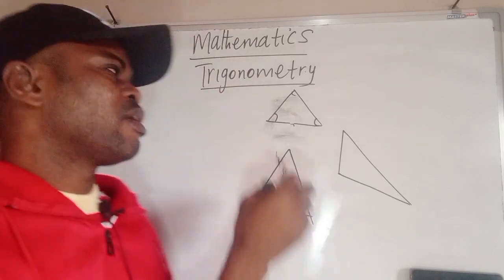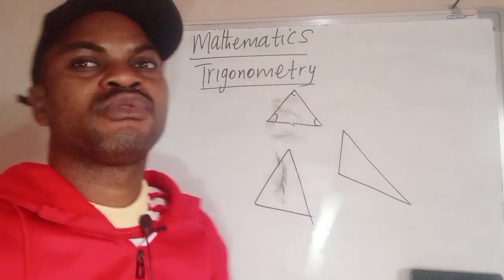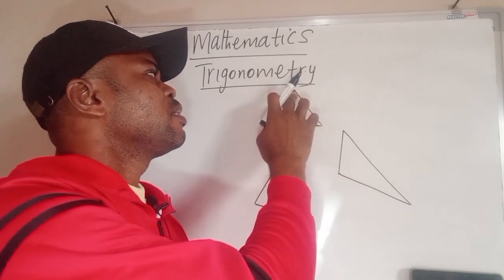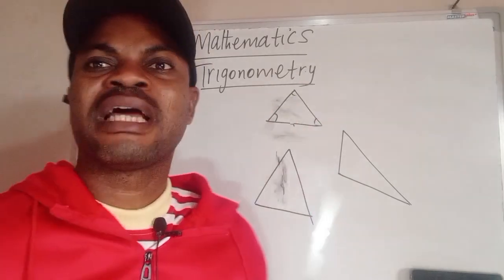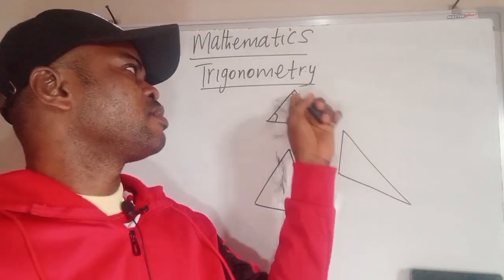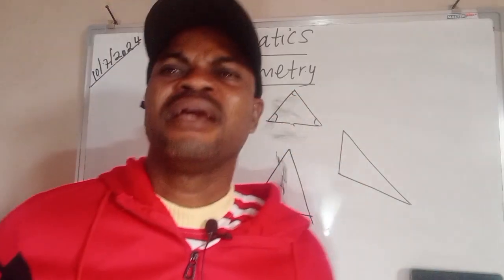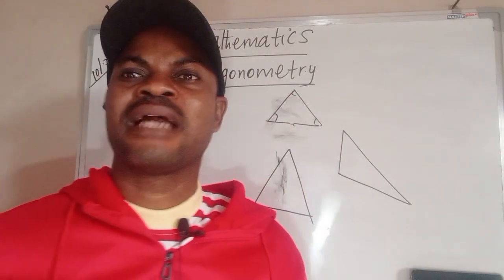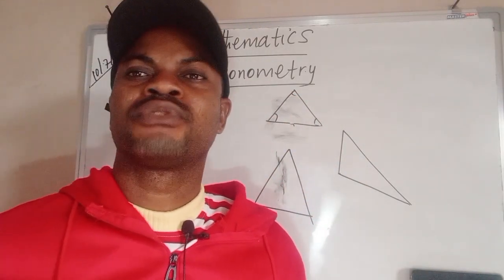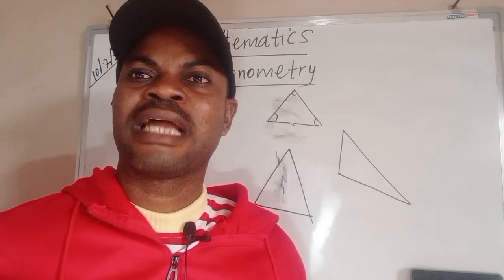When you classify triangles based on the angle they possess, you have what we call the acute triangle. These are typical examples of an acute triangle, when none of the angles is up to 90. This is not up to 90, this is not up to 90, this is not up to 90. That is an acute triangle: a triangle that has none of its angles up to 90 degrees.